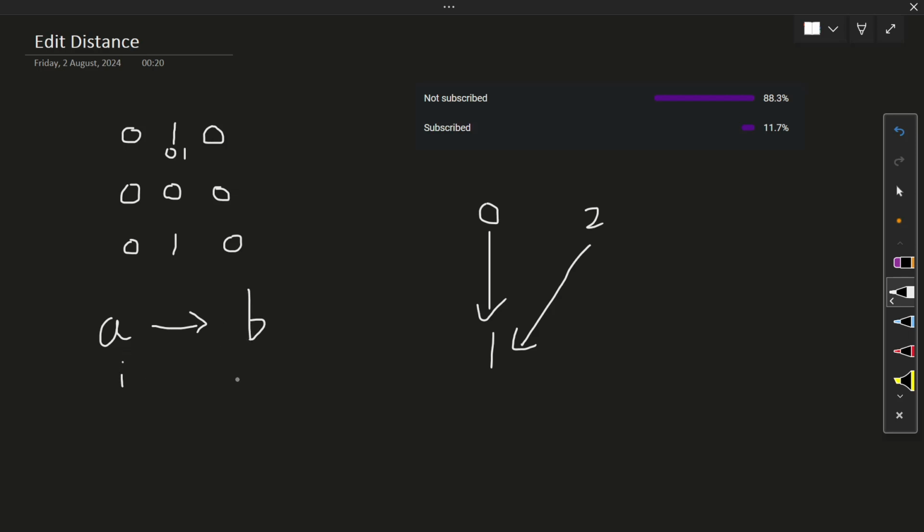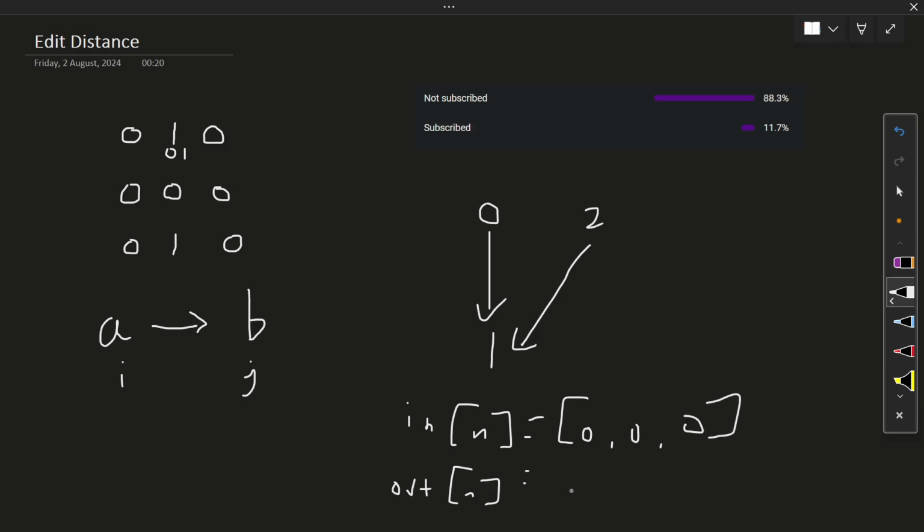So this is I and this is J. There is a direct edge from I to J, which means I knows J. For this we have to take care of two arrays. One is in, which denotes how many in edges are there, and its size is n, and the second one is out. This will tell us how many outs are there. Initially its values are 0 0. First we have n equal to 3.